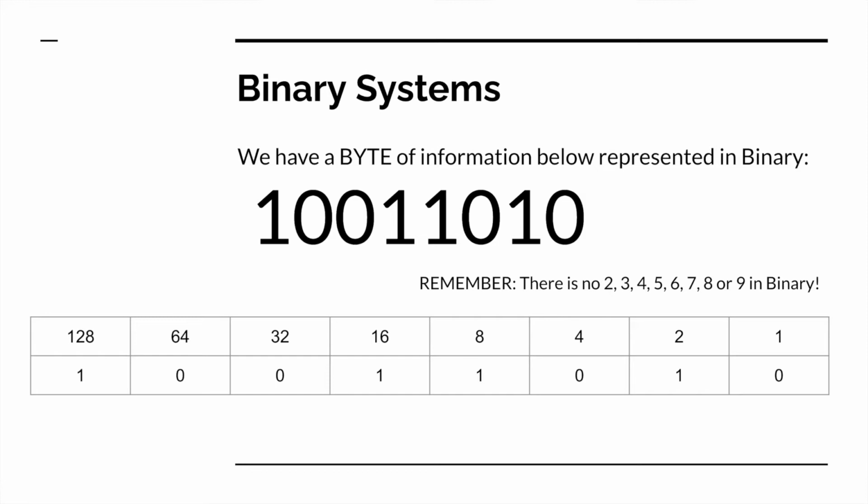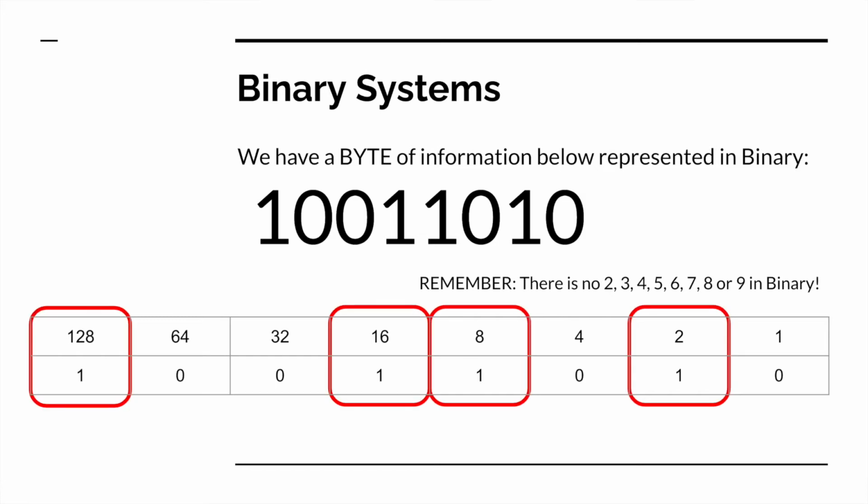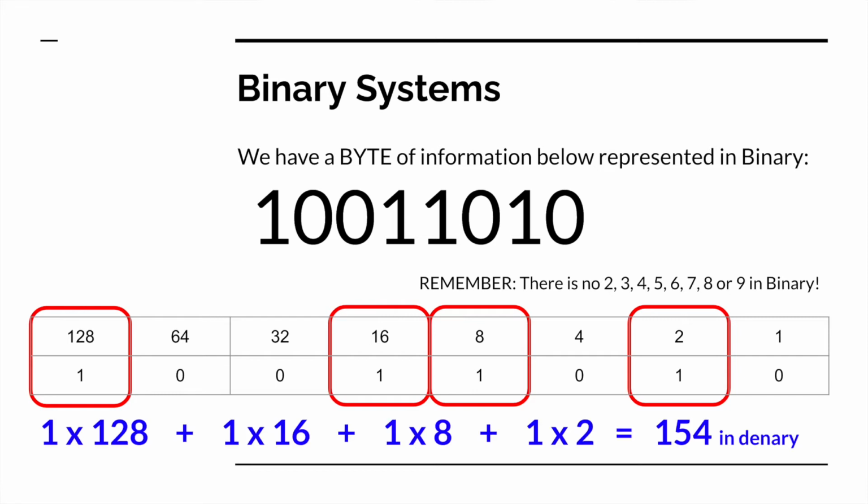Okay, so we pop those numbers in, and as we did last time, we have one lot of 128, one lot of 16, one lot of 8, and one lot of 2. So if we add all those numbers together, we have 128 plus 16 plus 8 plus 2, which gives us a grand total of 154 in base 10, in denary.